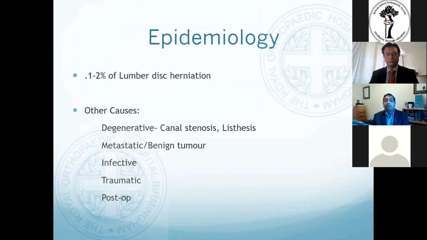Lumbar disc herniation is the most common cause of cauda equina syndrome, and up to 2% of lumbar disc herniations may cause the syndrome. But we should always remember the other causes of cauda equina syndrome, like severe canal stenosis, severe listhesis, metastasis, benign tumor like a schwannoma, infection, trauma, or even a post-op hematoma may present with cauda equina syndrome.